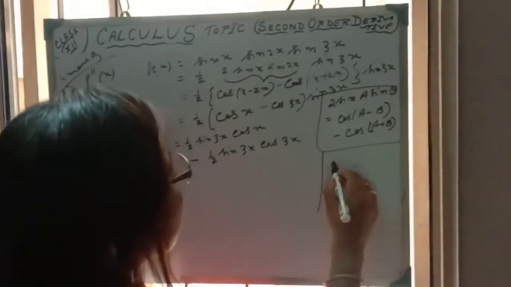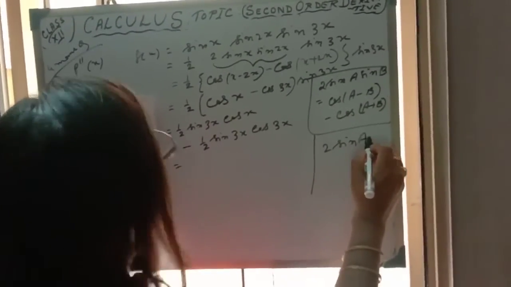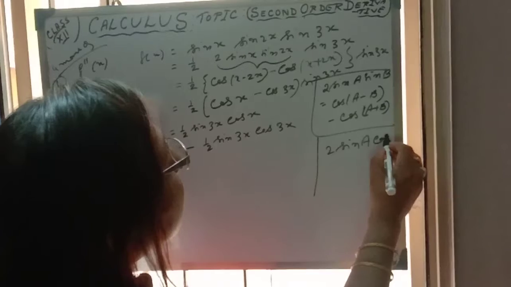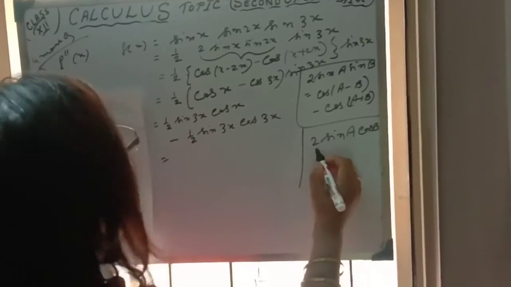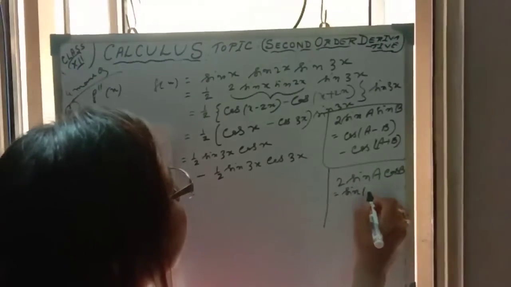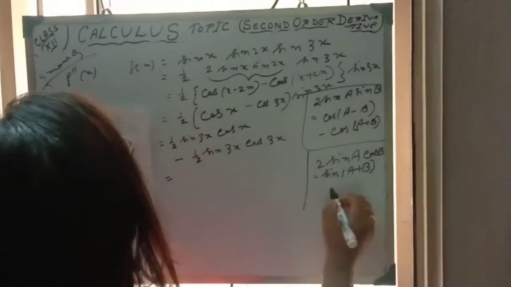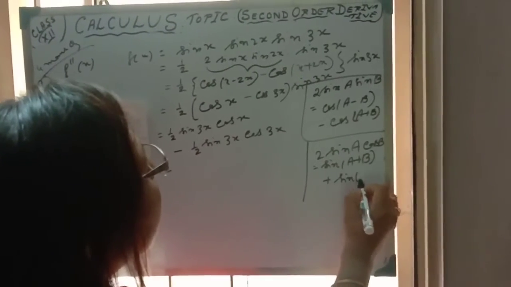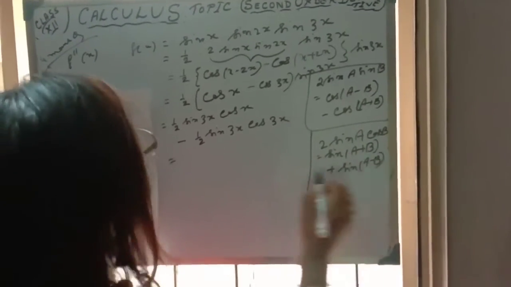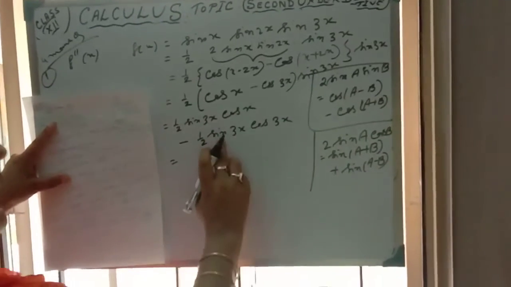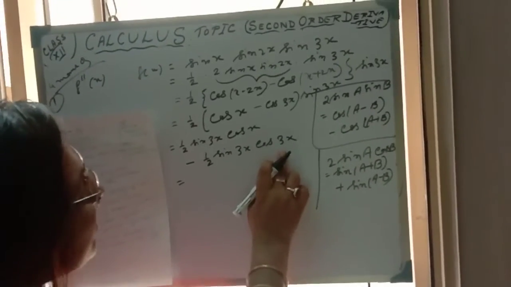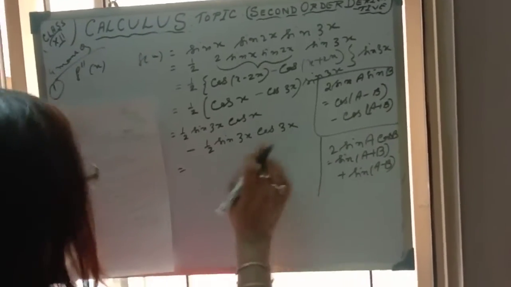Okay, now 2 sin a cos b, what is the formula? That we have already done in class 11. 2 sin a cos b equals sin(a plus b) plus sin(a minus b). Okay, we'll apply this formula. And 2 sin A cos A equals sin 2A.